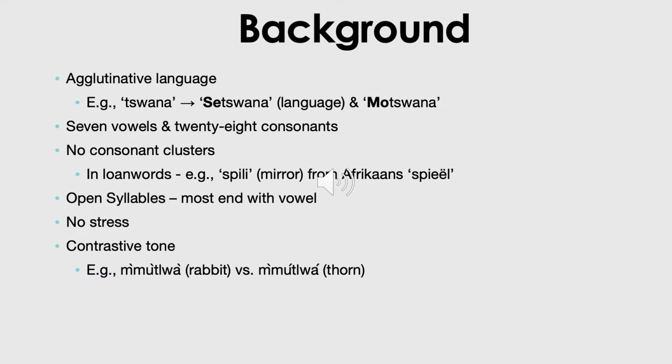from Afrikaans, speel. In addition, tone is semantically significant in Setswana, which means that a difference in tone serves to distinguish the meaning of phonetically identical words. The example given on this slide is mutlwa, which is produced with low tone all throughout, versus mutlwa, which means thorn.